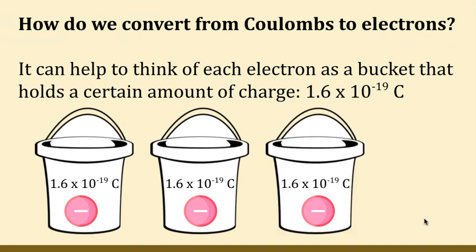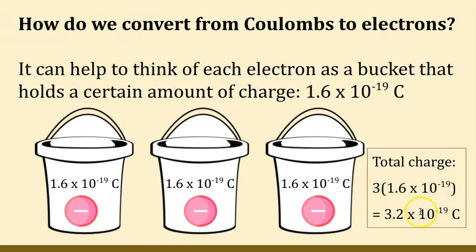The general rule being, if we have a certain number of electrons, you multiply that by the amount of charge on each electron. So here, if I wanted to find the total charge, I would just do 3 times 1.6 times 10 to the negative 19 coulombs. And that would not give me 3.2. That would give me 4.8 times 10 to the negative 19 coulombs.